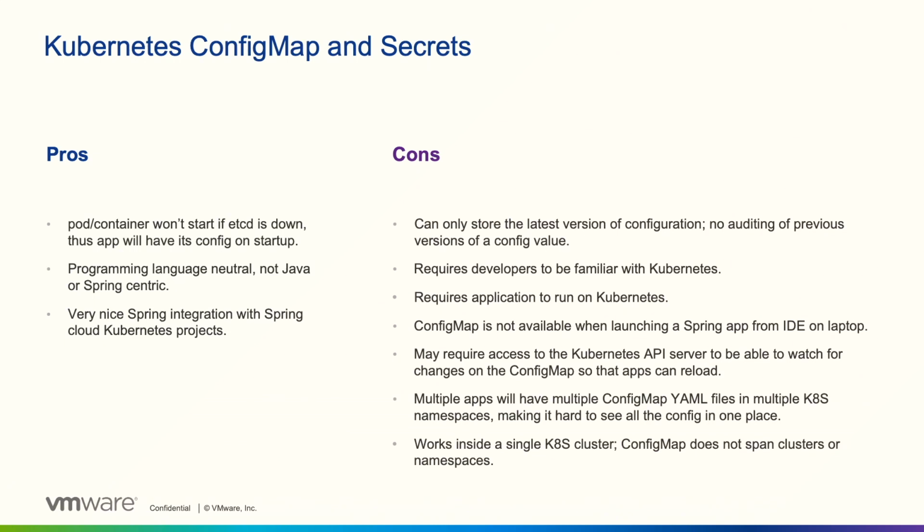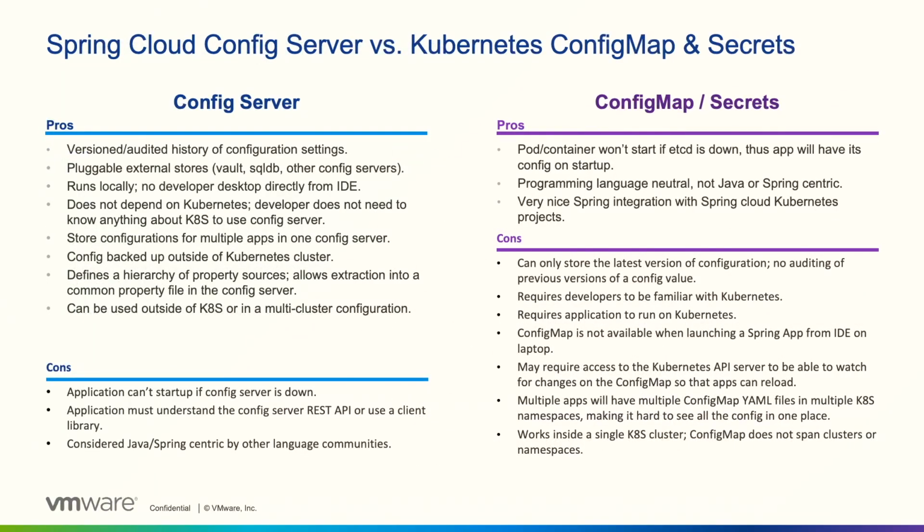The cons of it is you can only store the latest version of something. There's no previous version of the config map that's stored in the API server that you can access. So you'd have to version it outside. If somebody changed the setting, who changed it? Why did it change? Developers have to be familiar with Kubernetes. You may not have a Kubernetes cluster locally on your laptop. It does require access to the API server. I'm going to go through all the pros and cons, so this is just a summary slide of all of those. I'm not going to go through that.